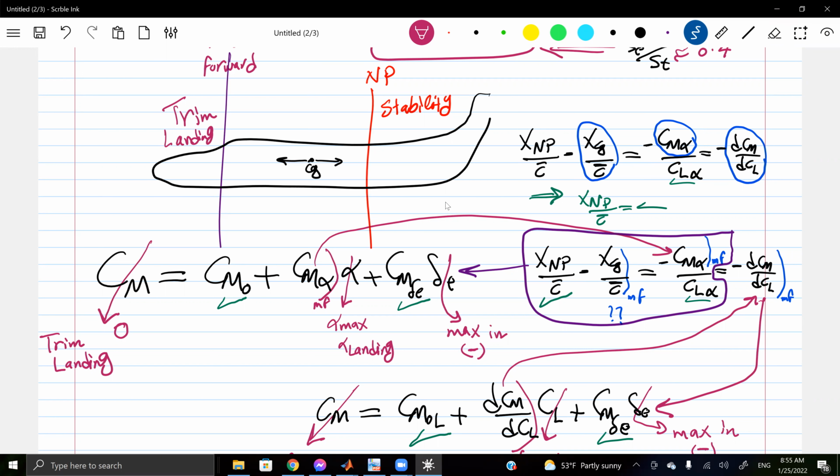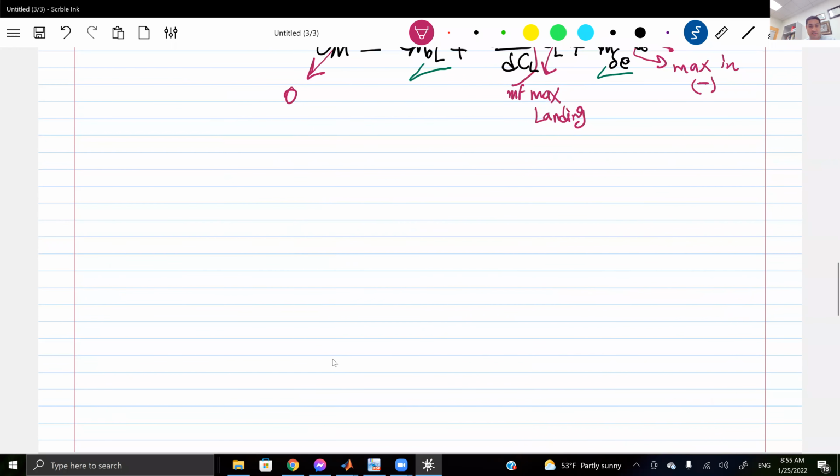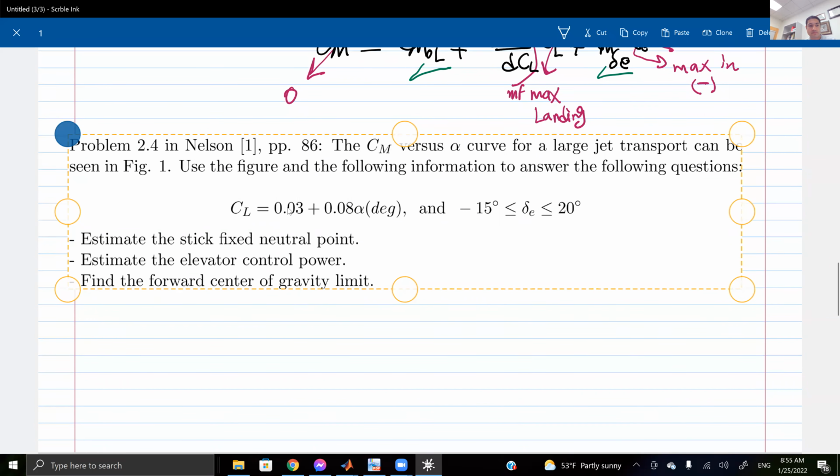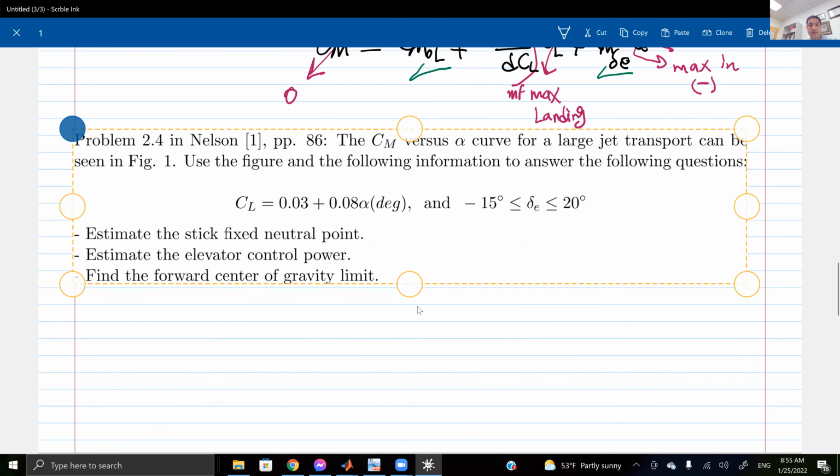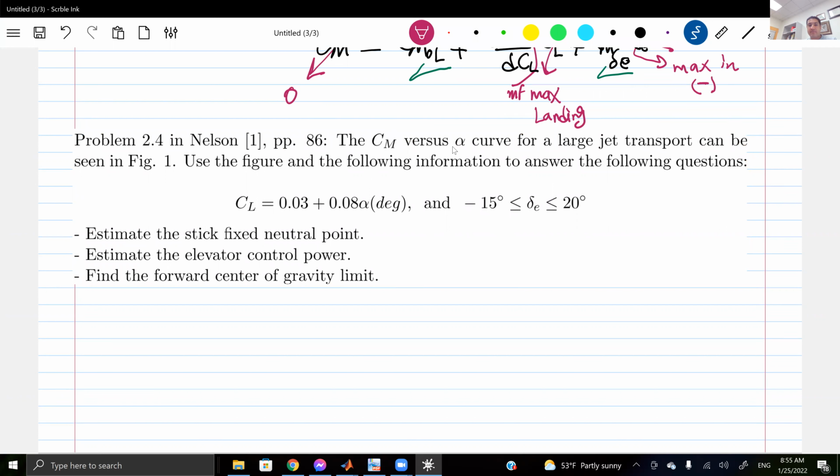Okay, I get it. Thank you. You're welcome. So let's go to this example. What do we have? We have a CM versus alpha curve for a large jet transport airplane in figure 1. Here is the figure.